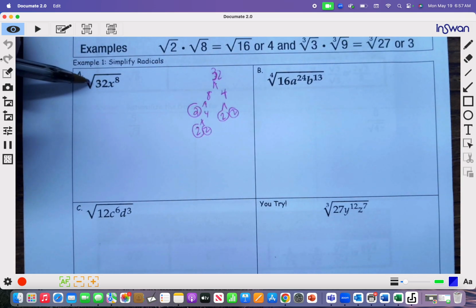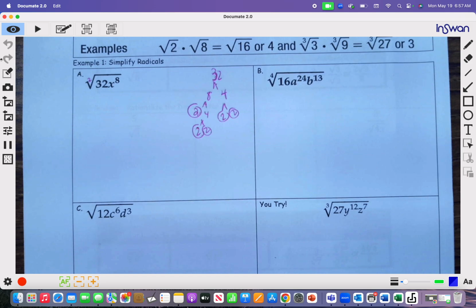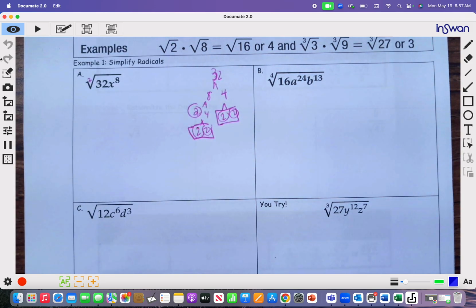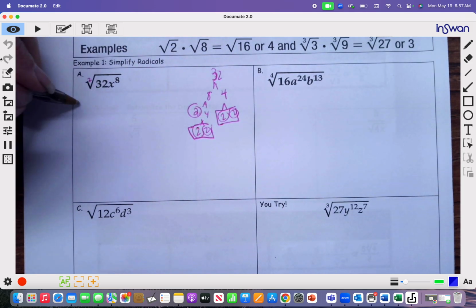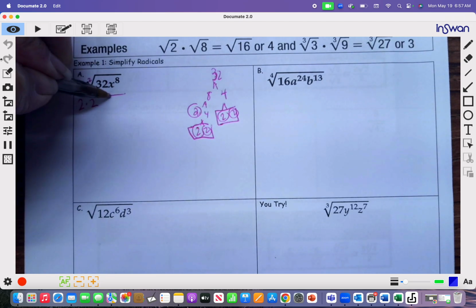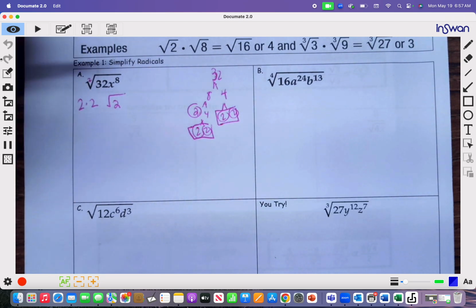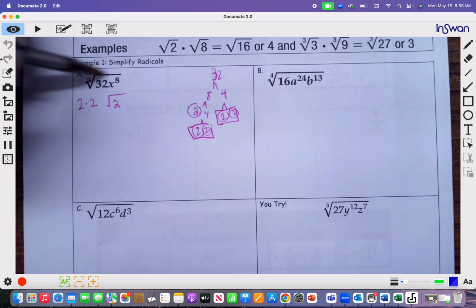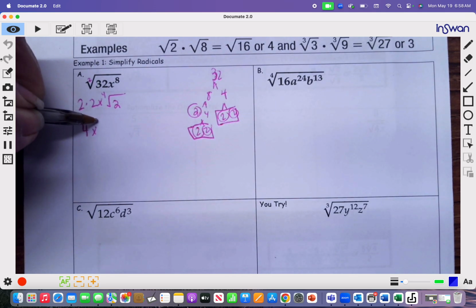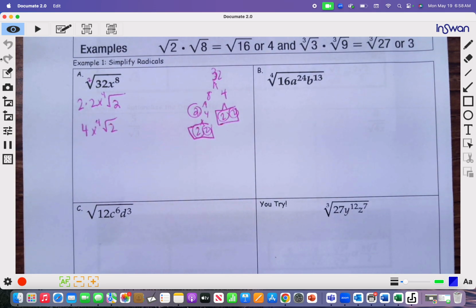So since we are doing square root, we're looking for groups of 2. There's a group of 2, and there's a group of 2. So this 2 comes out, this 2 comes out, but this 2 is by itself, so it stays inside my bracket. And the x to the 8th, this is what we did in the last section. We just take our exponent and divide by the number that's inside of our radical sign. So 8 divided by 2 is 4. So that's x to the 4th. And then I multiply these. So my final answer is 4x to the 4th, radical 2.